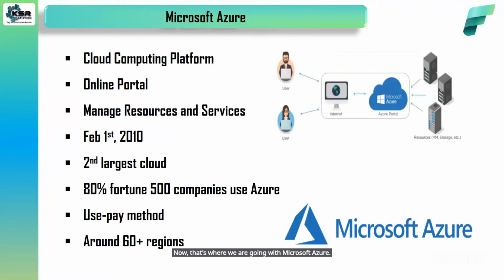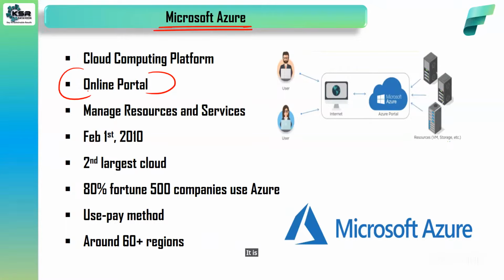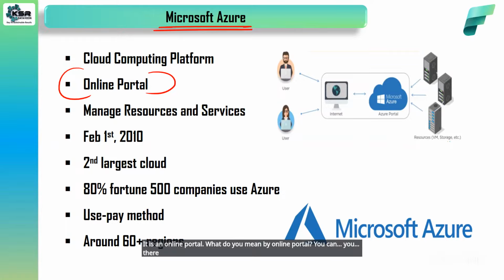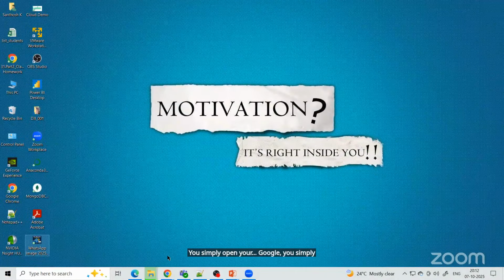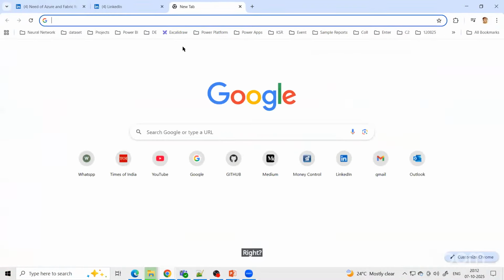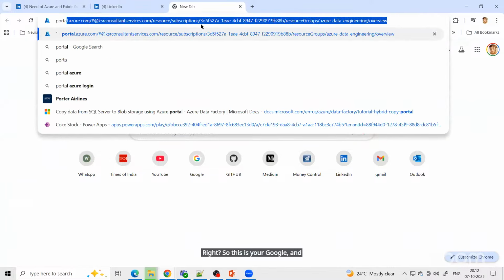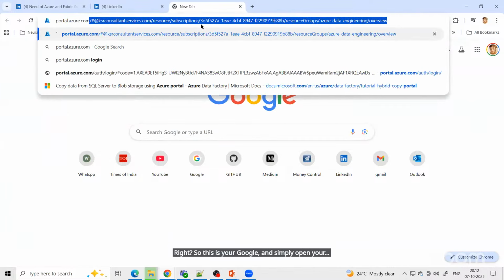Okay. Now, what is this Microsoft Azure? Microsoft Azure is an online portal. What do you mean by online portal? There is no software for that. You simply open your Google. This is your Google, right? And simply open your portal. This is a portal.